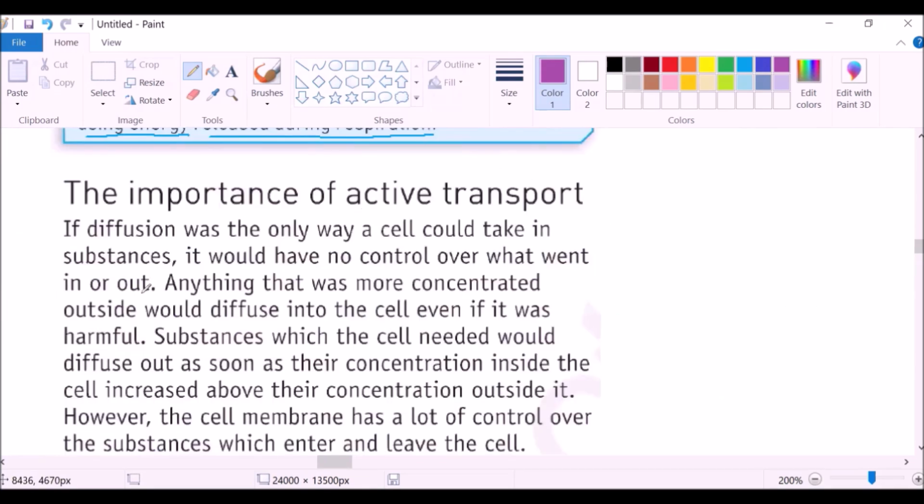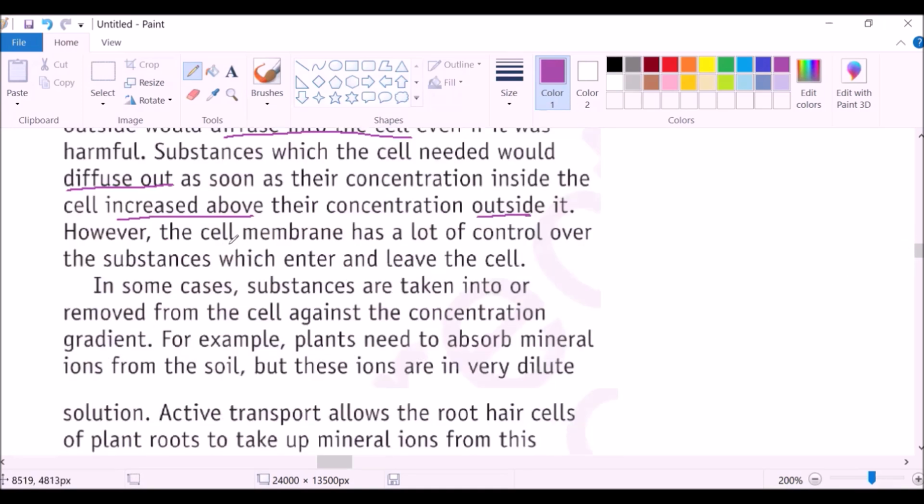What is the importance of active transport? If diffusion was the only way a cell could take in substances, a cell could have no control over what went in or out. Anything that was more concentrated outside would diffuse into the cell, even if it was harmful. Substances which the cells need would diffuse out as soon as their concentration inside the cell increased above their concentration outside. However, the cell membrane has a lot of control over the substances which enter and leave the cell.